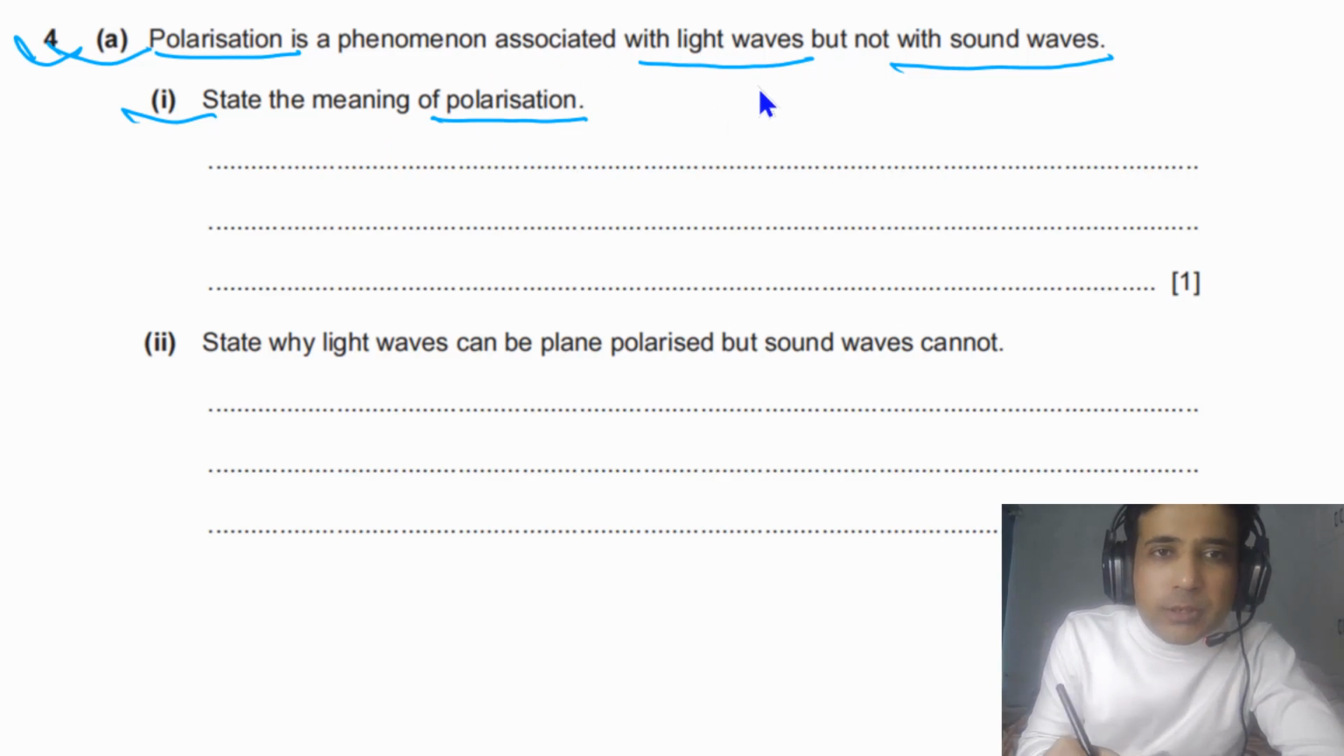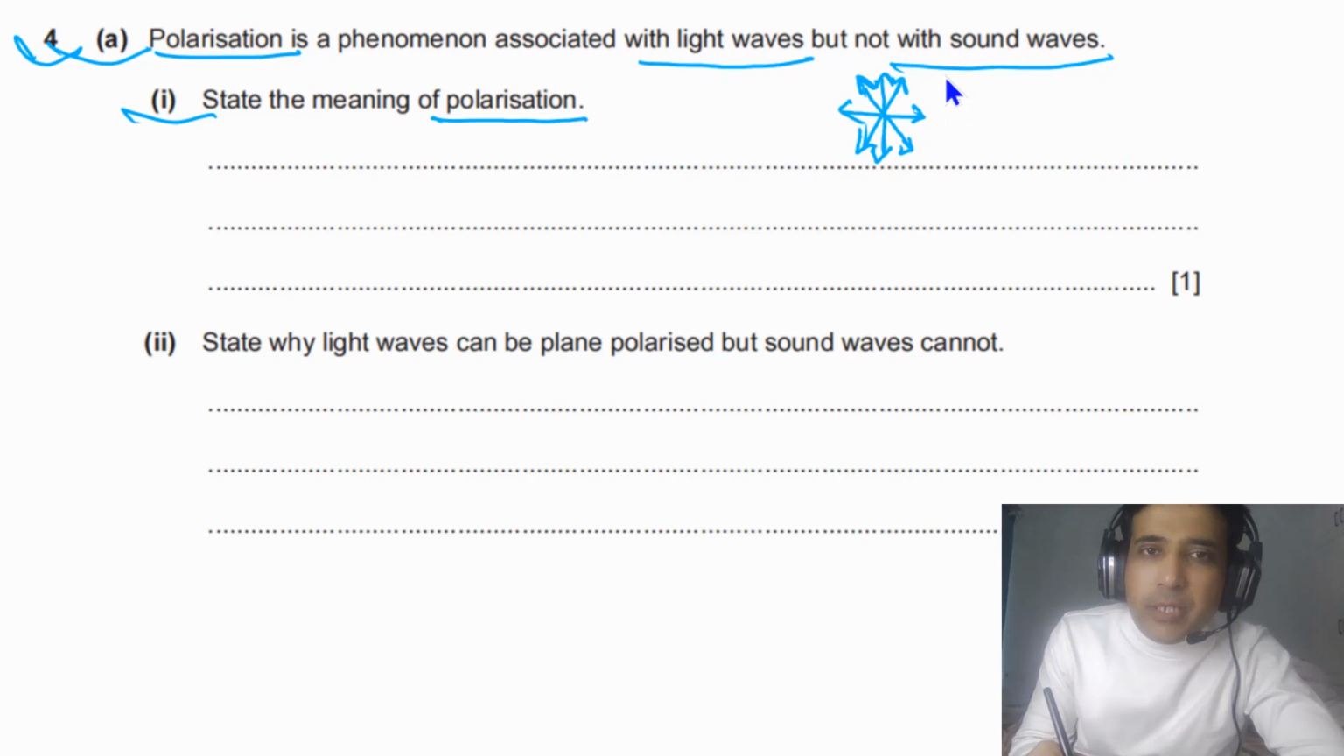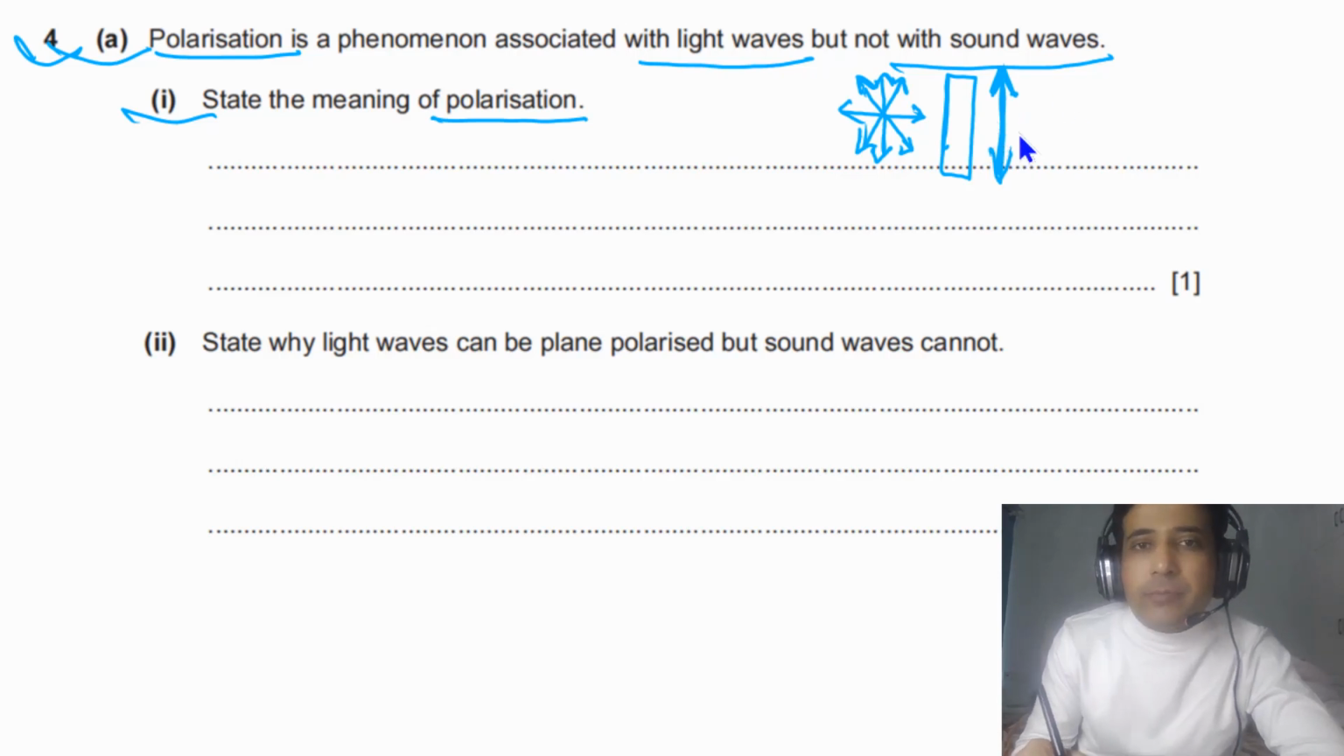In order to understand polarization, simply we can imagine unpolarized light. In this case, electric field can oscillate in all possible directions. So these are possible directions. If we pass this unpolarized light through a vertical polarizer, we will get vertically polarized light. And in this case, wave is traveling to the right. So this is direction of travel of the wave.